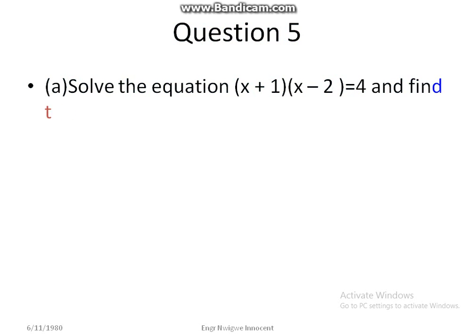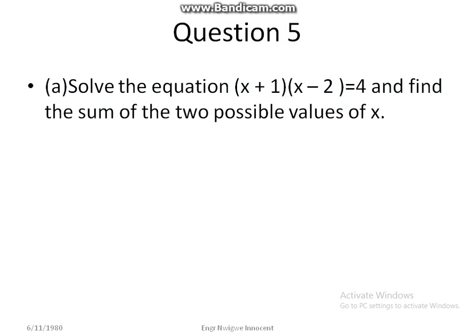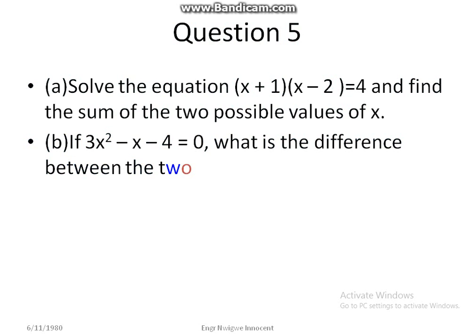Question 5. A. Solve the equation in bracket x plus 1, another bracket x minus 2 close bracket equals to 4, and find the sum of the two possible values of x. B. If 3x squared minus x minus 4 is equals to 0, what is the difference between the two possible values of x?